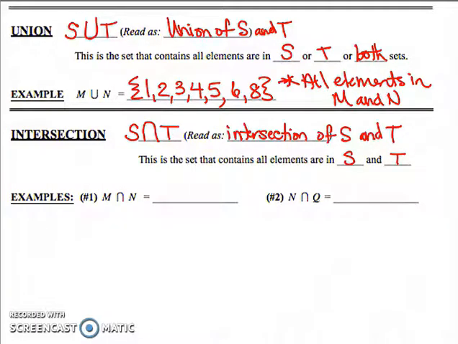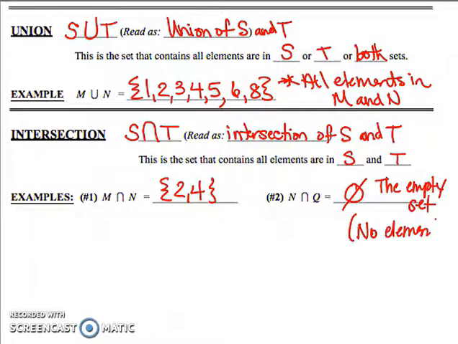So now when we look at our two sets M and N again, but now we're looking for the intersection instead of the union, we're looking for what elements are in both sets. So for M and N, the two elements that they share are just 2 and 4. The intersection of N and Q, well, when you look at N and you look at Q, they don't have any elements in common. So we would call that the empty set. That's written like a 0 with a slash through it. That's the empty set, which means that they have no elements in common.